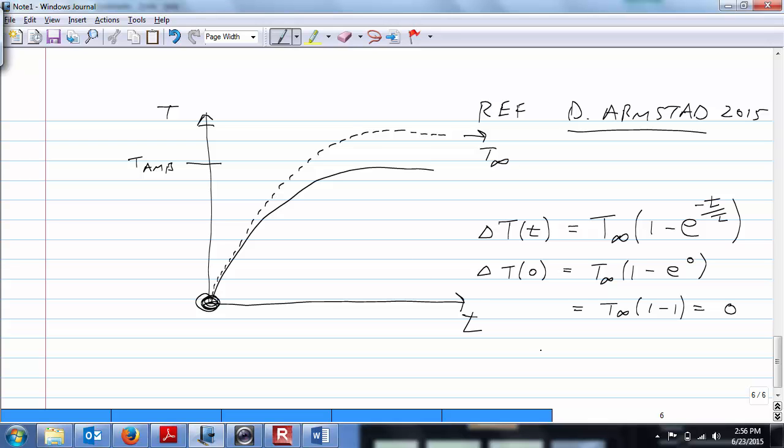Now let's look at it at infinity. So delta T at time equals infinity equals T infinity times 1 minus e to the negative infinity. Doesn't even matter what that other number is down there. Anything to the negative infinity is 0, so 1 minus 0 equals T infinity. And that's where you're heading.